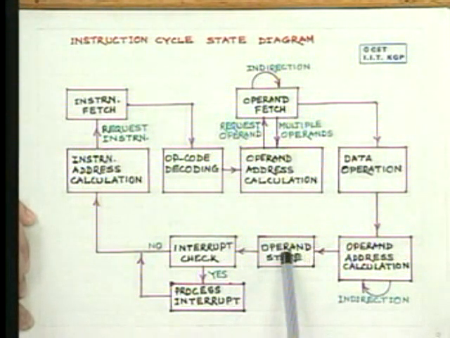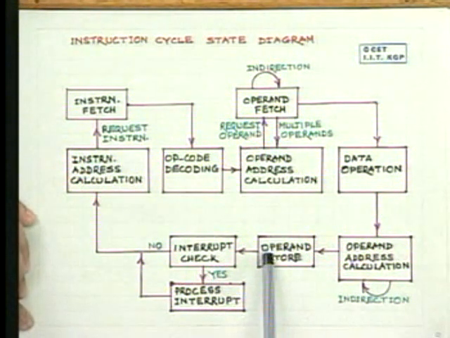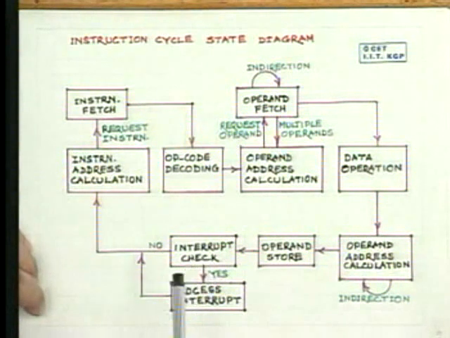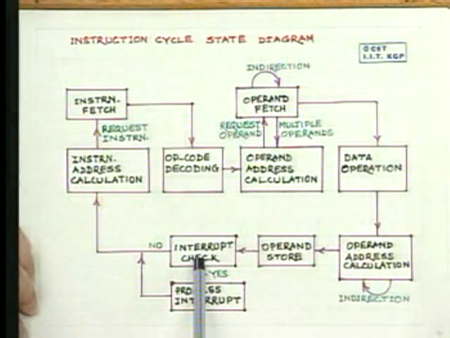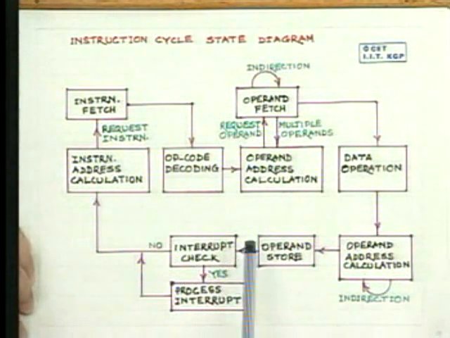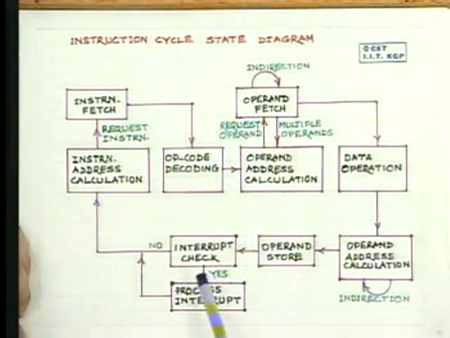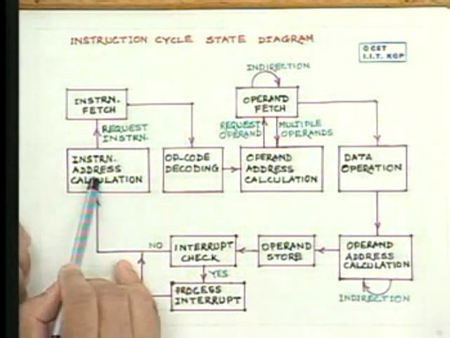Then the operand is stored, and at the end of that, the central processing unit sees whether anybody outside the central processing unit wants its attention or not. This we call an interrupt, and therefore the CPU checks for an interrupt here. If there is an interrupt, the CPU processes that interrupt and goes to the next instruction address once more.